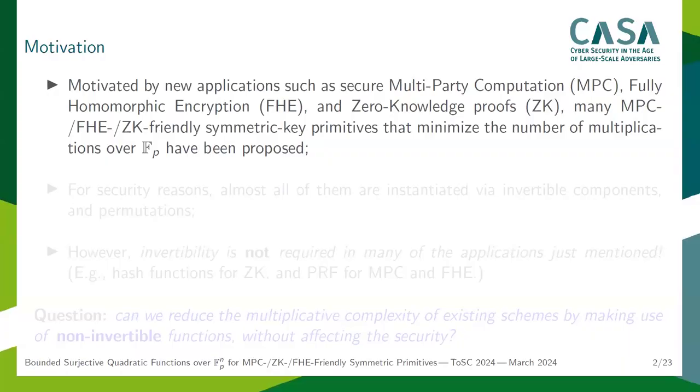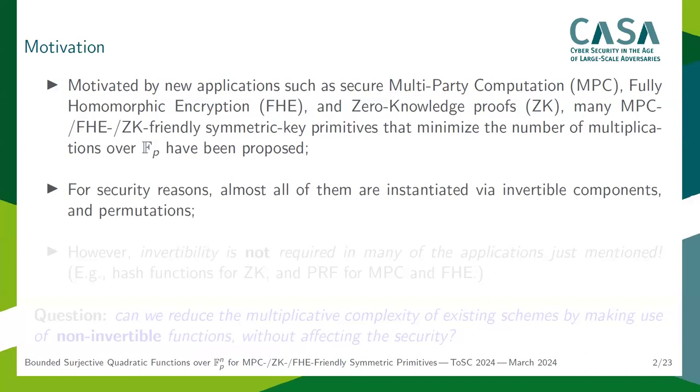As we just saw, there are many symmetric primitives that have been proposed for applications like multiparty computation, fully homomorphic encryption, and zero knowledge. Almost all of them are proposed over prime fields, and they always try to minimize the number of multiplications, usually the number you need to verify or compute them. For security reasons, almost all of them are instantiated via invertible components or permutations. For example, in an SPN scheme the S-box is a power map, and this power map is invertible. Or in some cases the power map is not invertible, like the square map, but it is used in a Feistel-style mode or in a Lai-Massey mode such that you get a permutation.